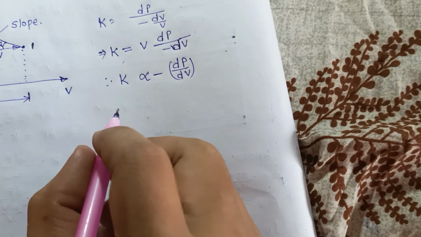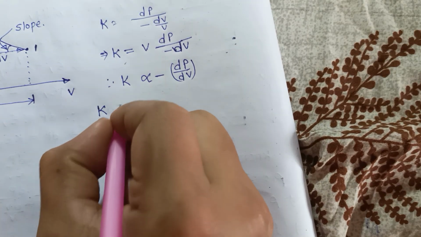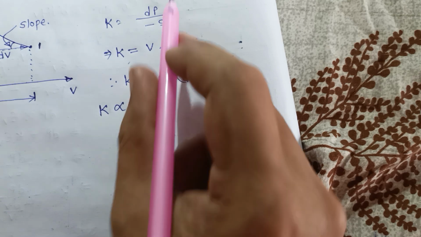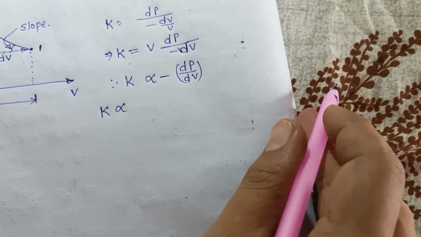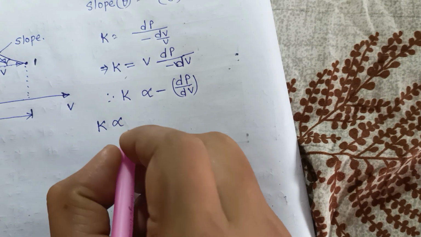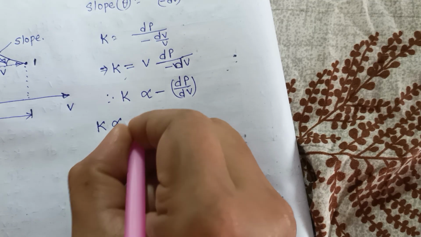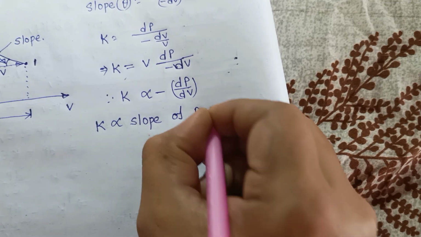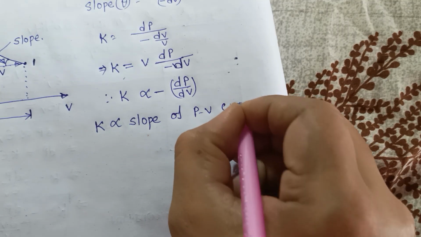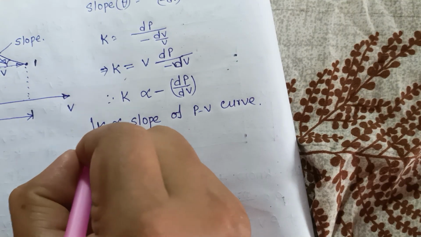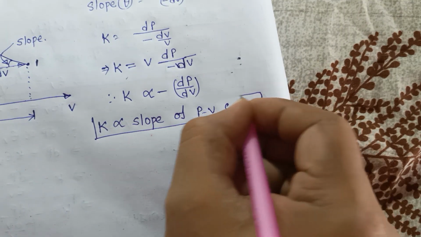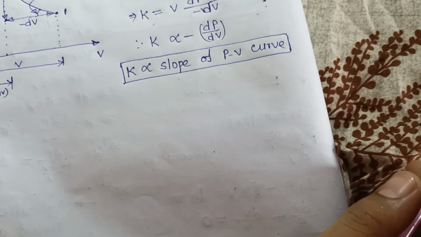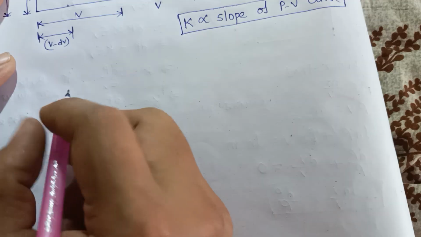Important case. So K is proportional to, what is minus dP by dV? That is the slope. That is K proportional to the slope of the PV curve. Important. So K is proportional to the slope of the PV curve.